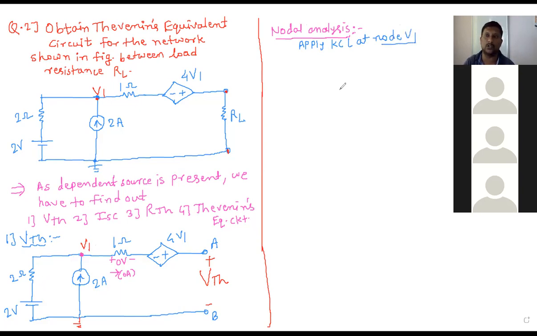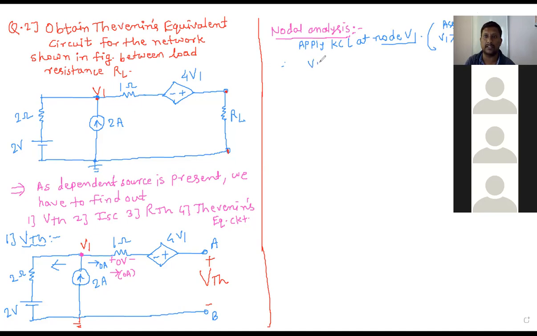Assume V1 is greater than 2 and mark the outgoing current. This is already incoming 2 ampere. And on the right side, how much is it? 0 ampere, because it is an open circuit. So assume V1 is greater than 2 volt. That is what is expected here.